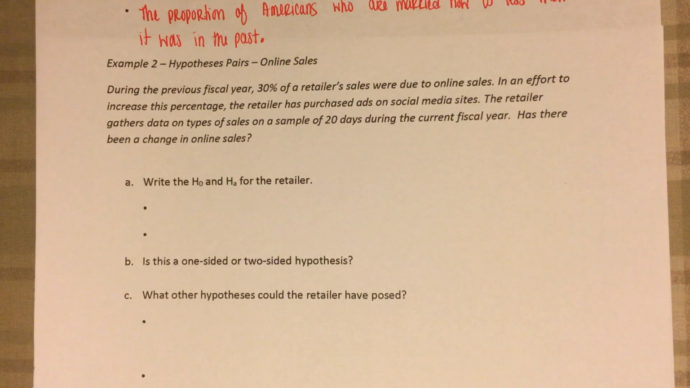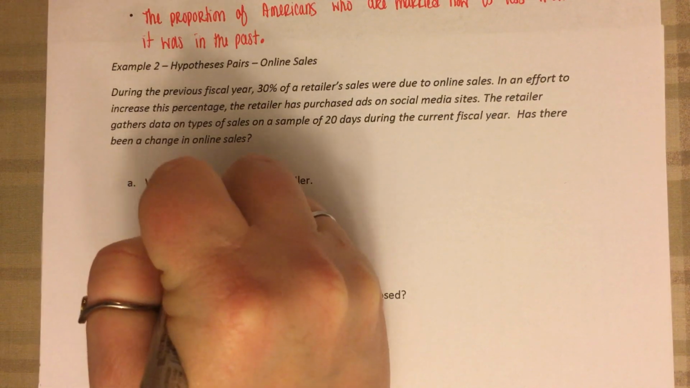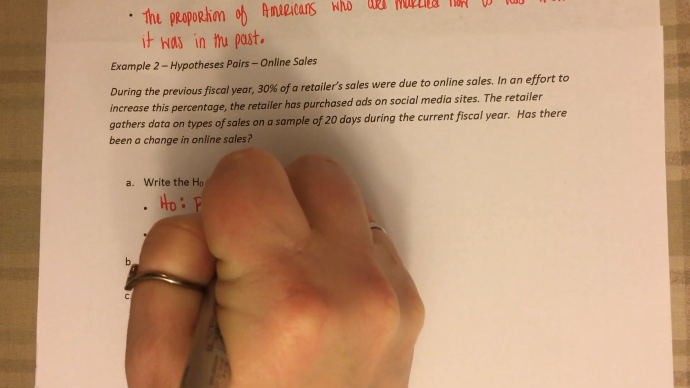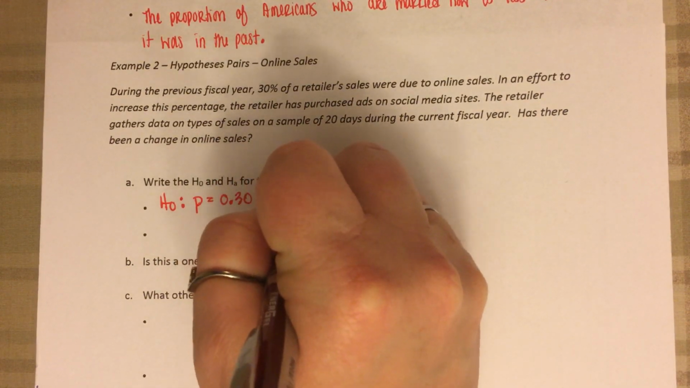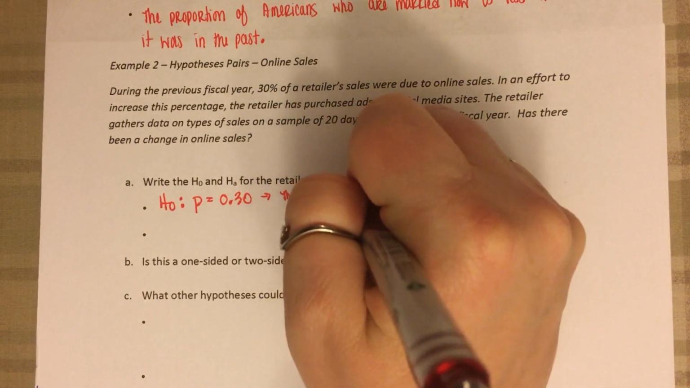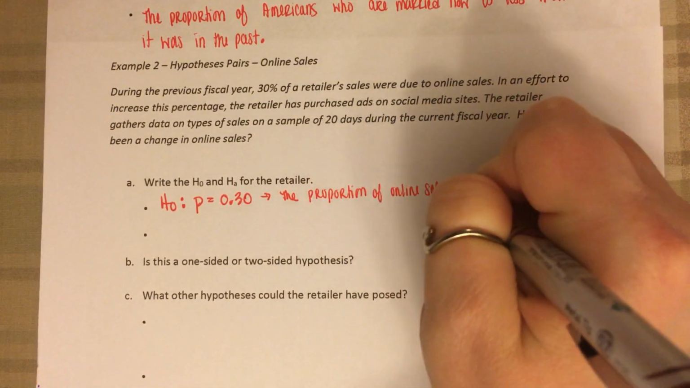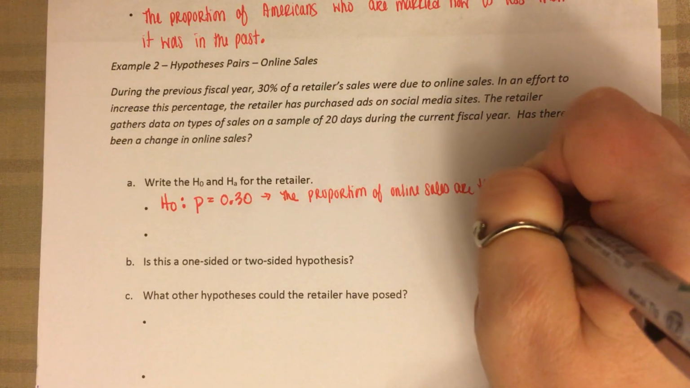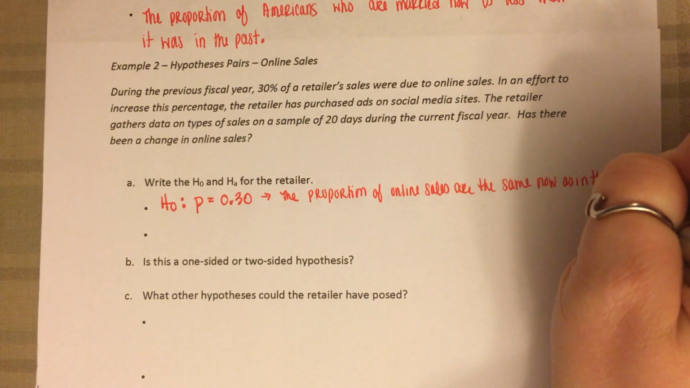Right, so we're not going to write our pair of hypotheses necessarily in words this time. We're going to kind of focus on what they mean in symbols. Right, so our null hypothesis, our H naught, is going to be that P equals 30%. If we wanted to write it in words, we could say the proportion of online sales are the same now as in the past.